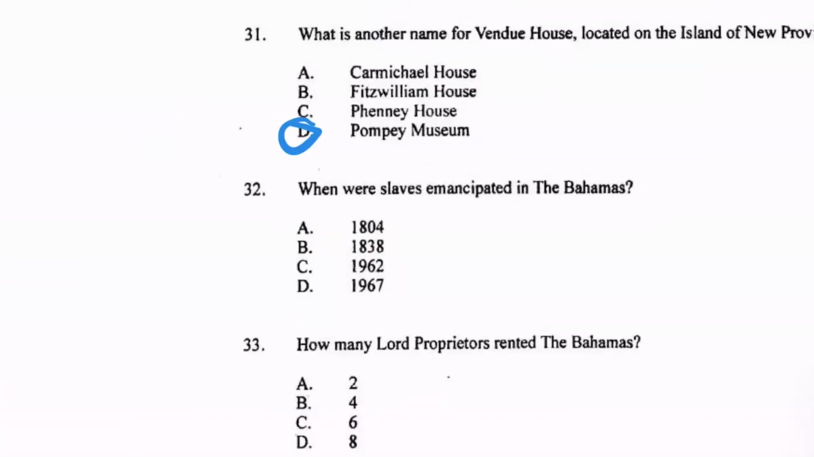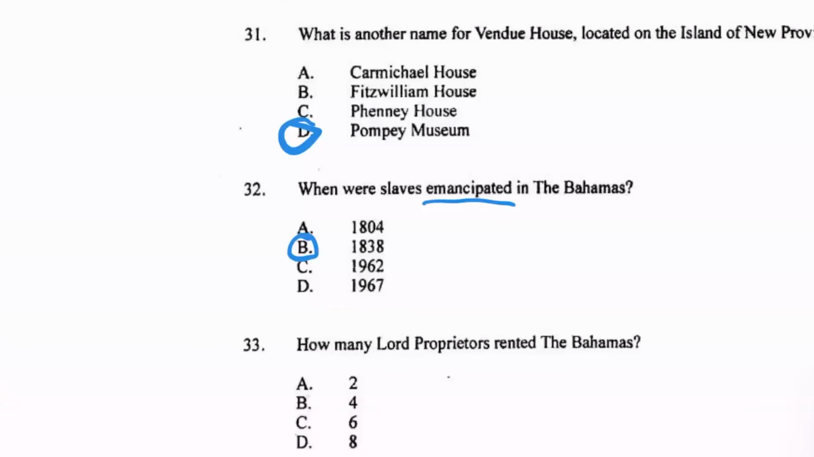Number 32, when were slaves emancipated in the Bahamas? In 1804, 1838, 1962, or 1967? Most people so far are saying B, 1838. Yeah, the answer is B. So that is when slaves were emancipated.